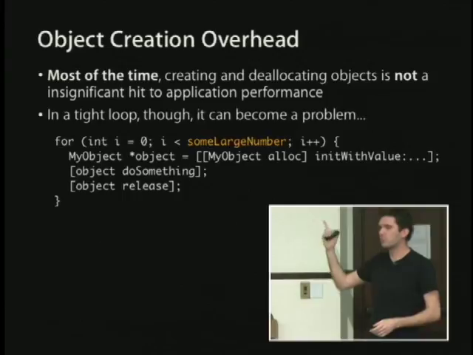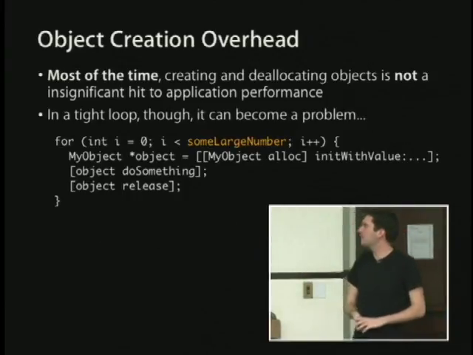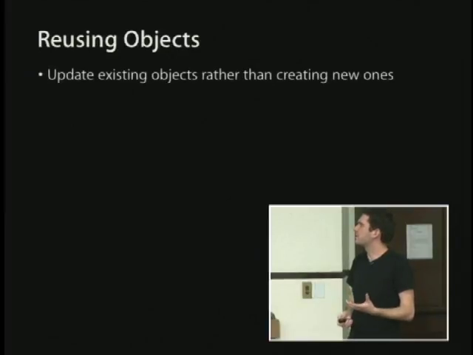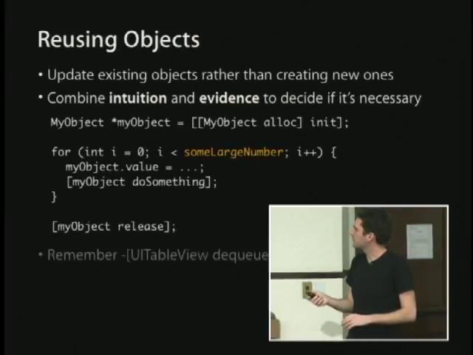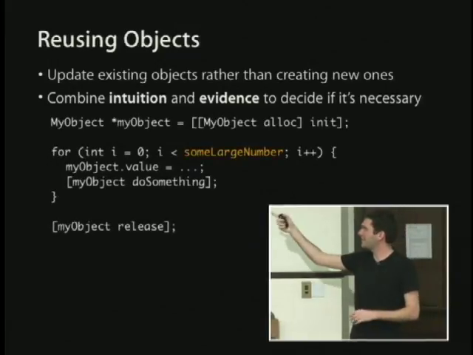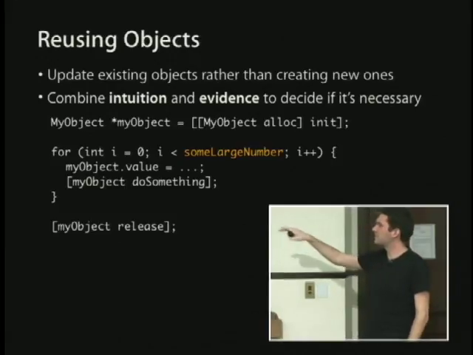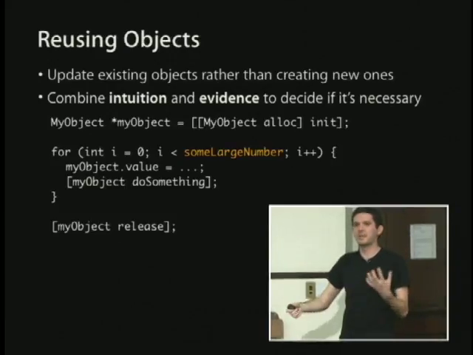So if my object is really expensive to allocate, and then you just need it 10,000 times again, maybe change it to something like this. So, oops, everything we just talked about there. So allocate the object outside of our loop, do the loop 10,000 times, and just change the value property on my object before telling it to do something.